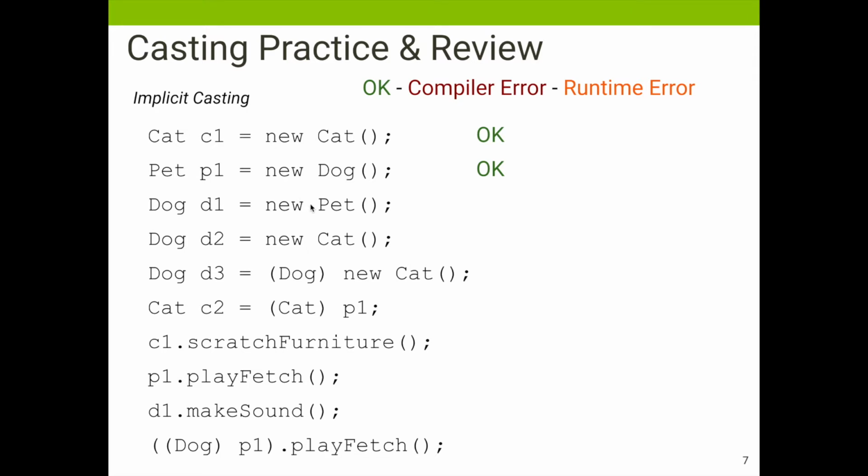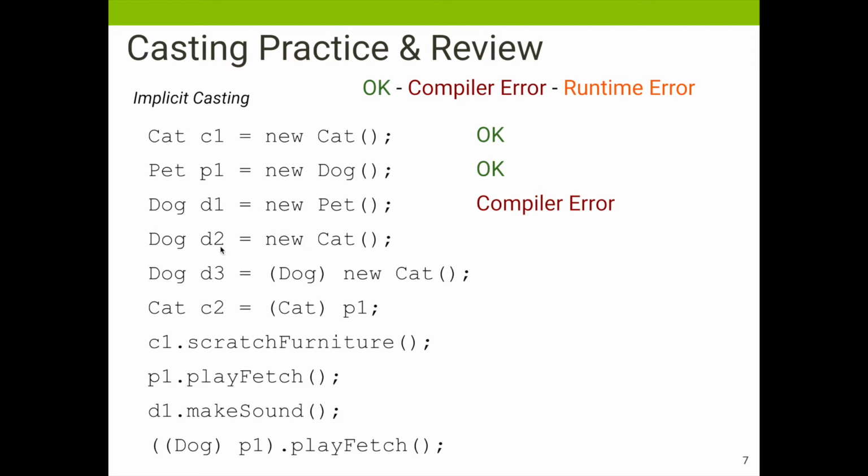Now, can I stick a pet into a dog basket? No casting here. Can I stick a pet into a dog basket? Compiler error, okay? Because not all pets are dogs. It might be a cat, might be a bird, could be a snail. You don't know what it's going to be. The compiler doesn't know, and it's not going to let you do it implicitly. You could explicitly do it, though.